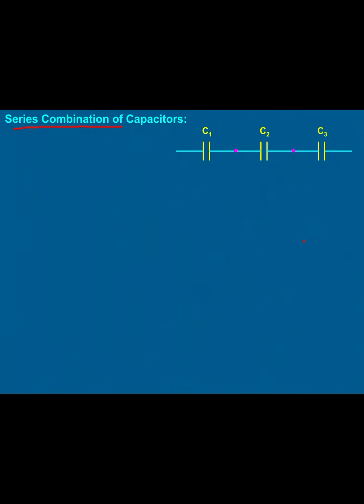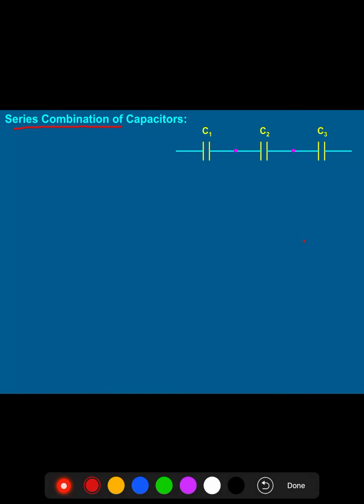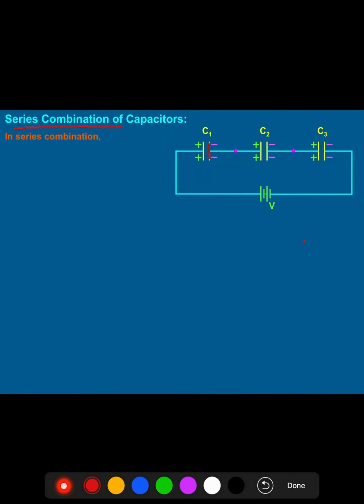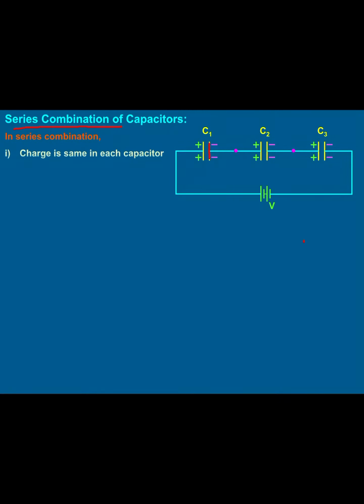Okay, children, class 12th, we will study about series combination of capacitors. Children, in series combination, we can see here there are three capacitors we have taken, C1, C2 and C3. These are connected end to end. You can see that this plate is connected to the first plate, second plate is connected to the first plate. Now these are connected to a battery having potential V.